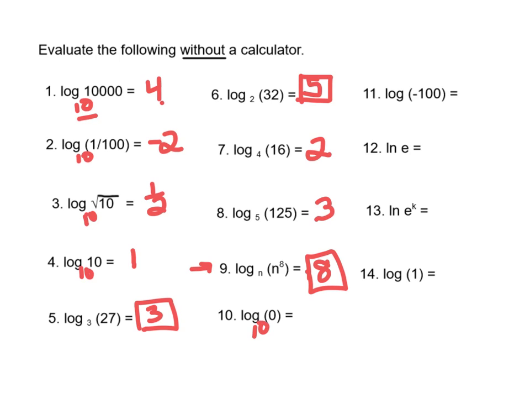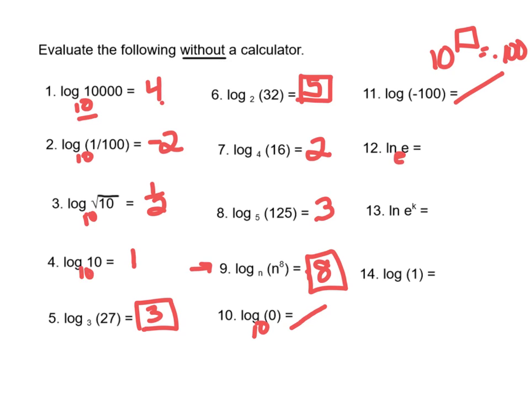This one is saying 10 to what power is 0. 10 to any power will never be 0, so there's no solution on that one. Also 11 is saying 10 to what power is going to equal negative 100. Well, 10 to any power is always positive, so again, there's no solution.